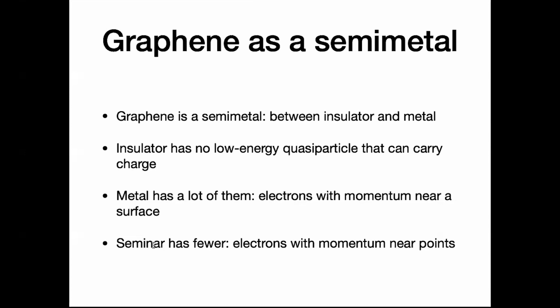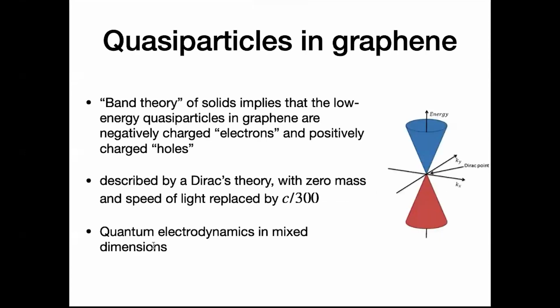Semi-metal has much fewer degrees of freedom. These are electrons with momentum near certain points, as we will see in the case of graphene. In the case of graphene, if we use band theory of solids, which is a very standard way to do solid state physics, one sees that these low energy quasi-particles in graphene are negatively charged electrons and positively charged holes near something called the Dirac point. There are a finite number, 2, of these Dirac points in momentum space.